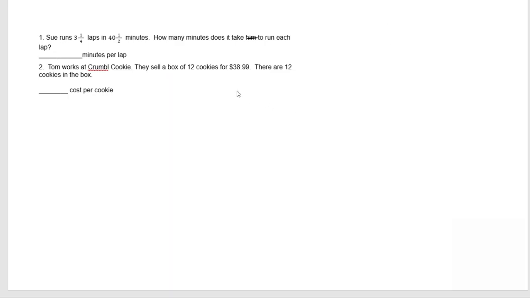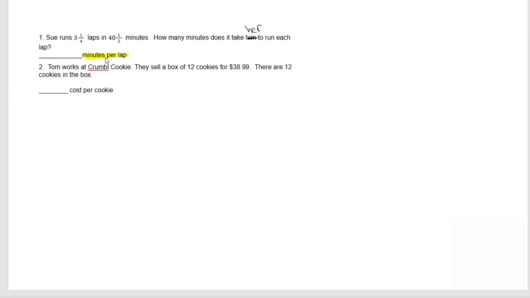Okay, so remember that when you're finding unit rate, you're finding the amount for one. So we're going to go ahead and look at problem number one that says Sue runs 3 1/4 laps in 40.5 minutes. How many minutes does it take? This should have said a her. How many minutes does it take her to run each lap?